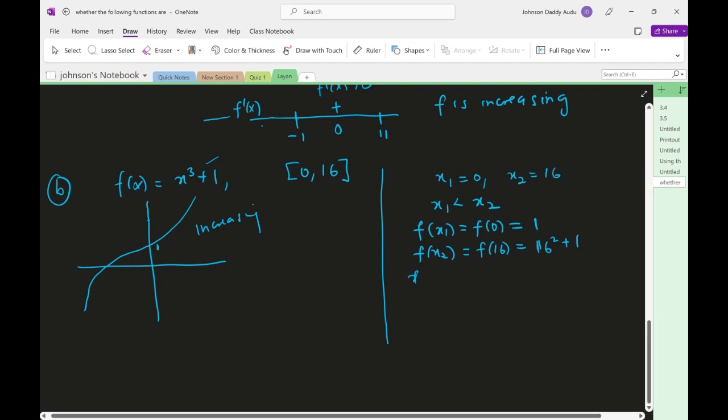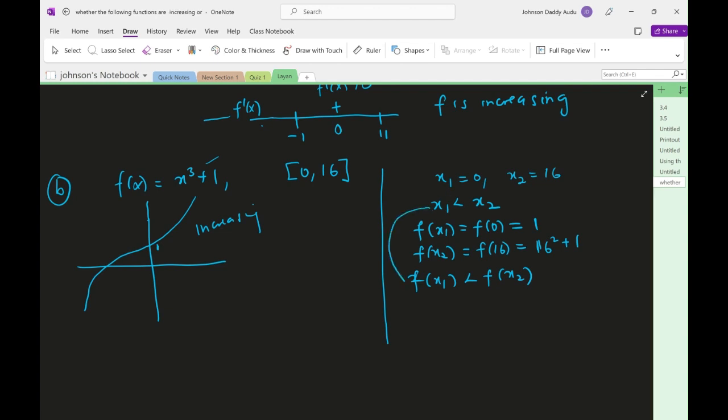So we know that definitely f of x1 is less than f of x2. So you started with x1 less than x2, and we finish with f of x1 is less than f of x2. So the function is increasing. But this method is not, just like I said before, always reliable because you will not be able to exhaust all the values in that interval, right?